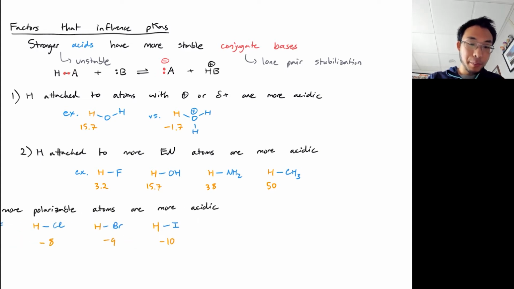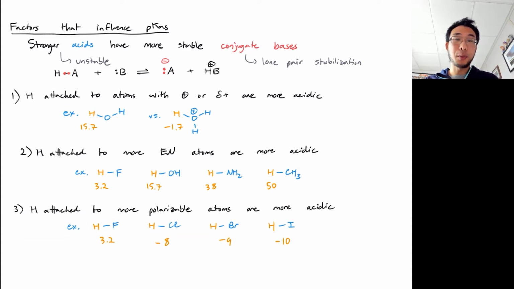So going down the periodic table, the trend follows polarizability. Protons attached to more polarizable atoms will be more acidic. This is because if we look at the conjugate base, the anion, so let's say the fluoride, chloride, bromide, or iodide, the iodide has a much larger atomic radius and a larger ionic radius in which it can delocalize the lone pair of electrons that is left behind after the acid is dissociated.